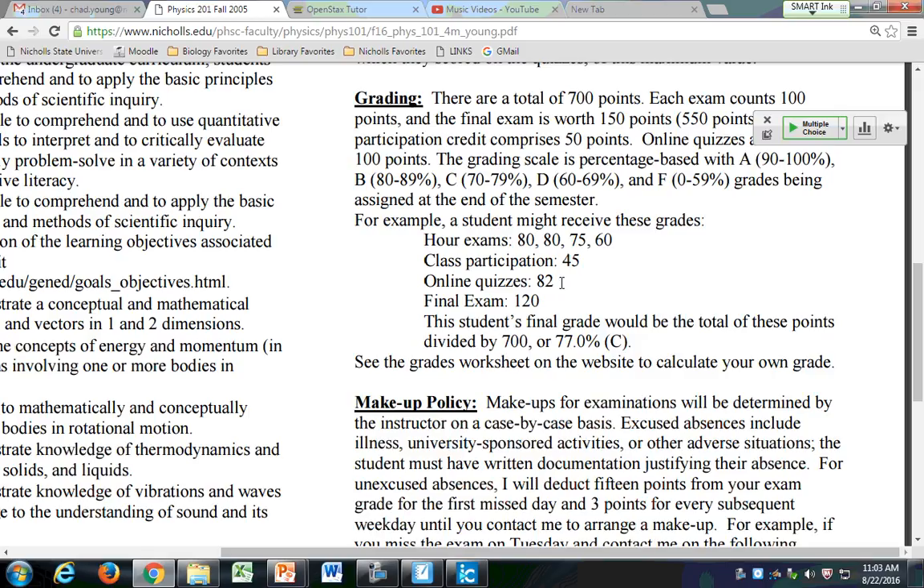Makeups, if you miss an exam, it's important on exam dates that you come. If you miss an exam, there are 15 points deducted automatically from your exam grade. Unless it's an excused absence, it's documented. University absence, doctor's excuse, that sort of thing.